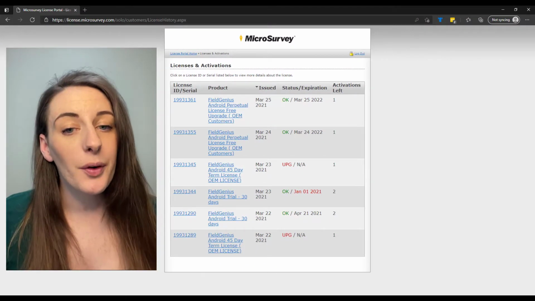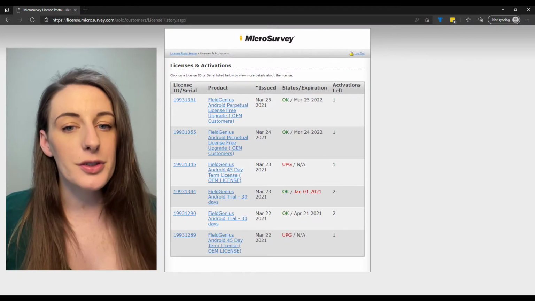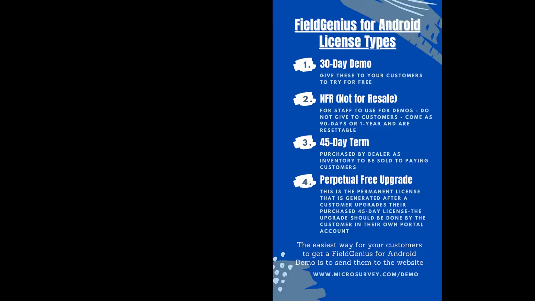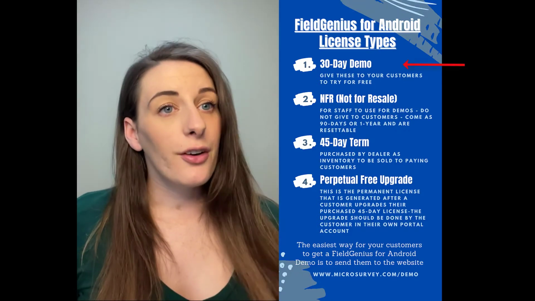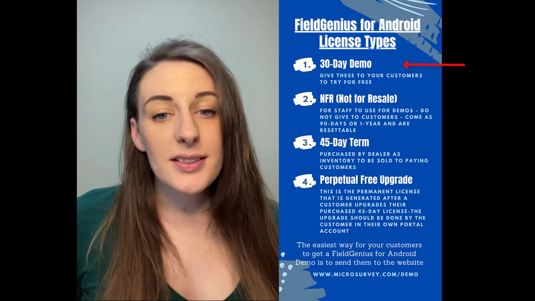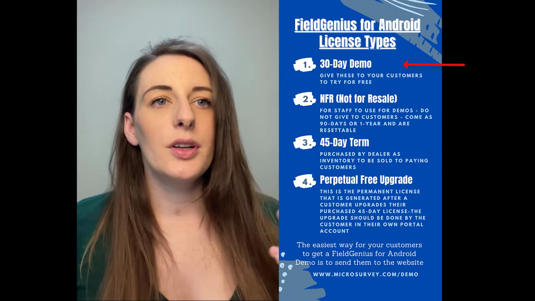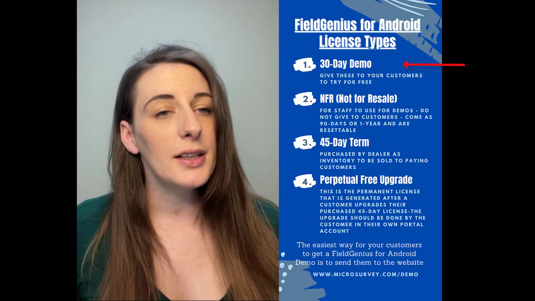Stay tuned. So when you log into your portal account, you'll probably notice that there are a few different types of licenses in there. I'm now going to spend a couple minutes going over each of the different FieldGenius for Android license types. So, a 30-day demo. These are the licenses that you would give your customers to try for free.